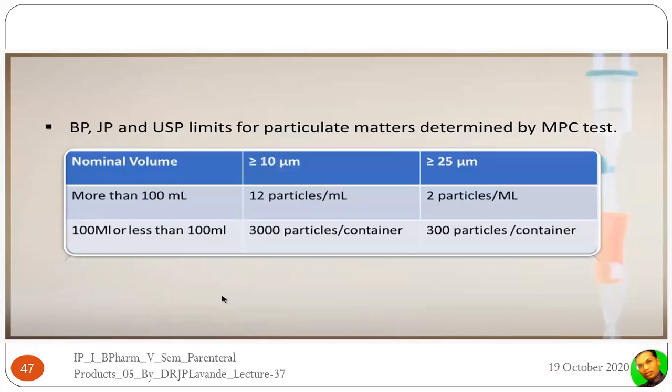For particles of size greater than or equal to 10 micrometers and greater than or equal to 25 micrometers: if the volume is more than 100 ml, then for particles of 10 micrometers or more, 12 particles per ml is the limit, and for 25 micron or more, 2 particles per ml is the limit. In case of volume less than 100 ml, 3000 particles of 10 micrometers or more per container, and for 25 micrometers or more, 300 particles per container.